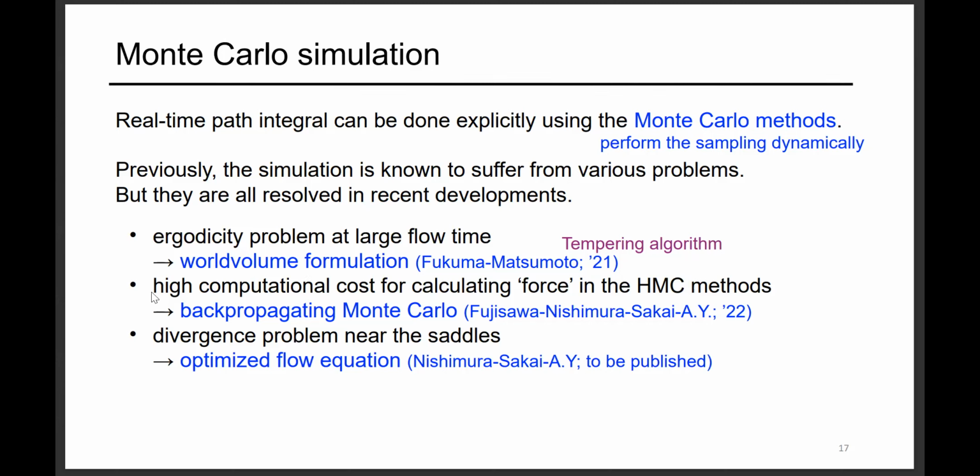The second problem is that it usually takes a very high computational cost to calculate the force in hybrid Monte Carlo methods, and we solved that using the newly developed backpropagating Monte Carlo, by our group last year. There is another problem, the divergence problem near the saddle, and this is solved using the optimized, modified flow equation, which is planned to be published later. So using all of these newly developed techniques, it is now possible to perform a full Monte Carlo simulation of real-time quantum tunneling.